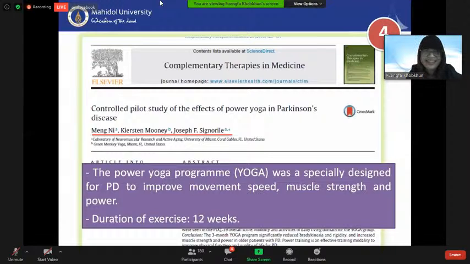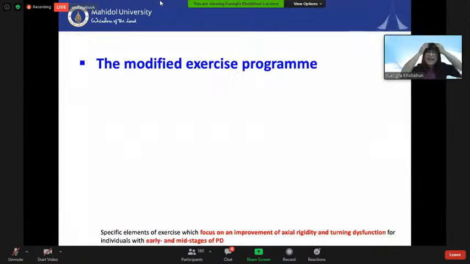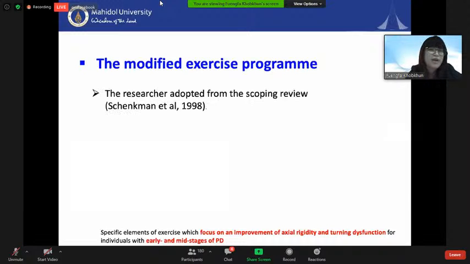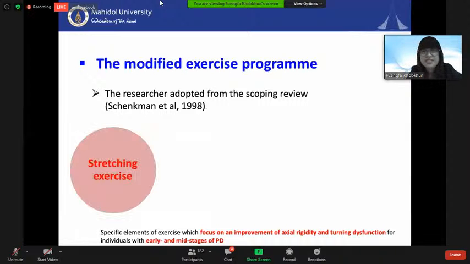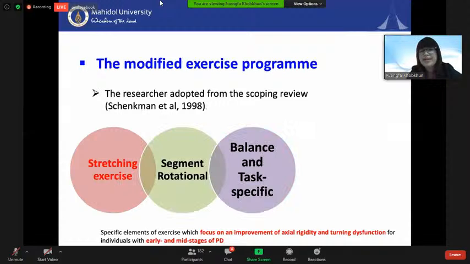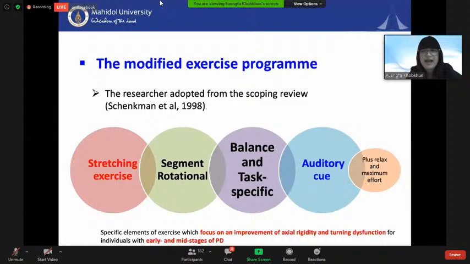So I modified the 4 studies into my exercise program, always based on Chengman, the first study that I talked about. My exercise includes stretching exercise, segmental rotation exercise, balance, and task-specific training. Then I used an auditory cue plus relaxation and maximum effort with my PD patients.